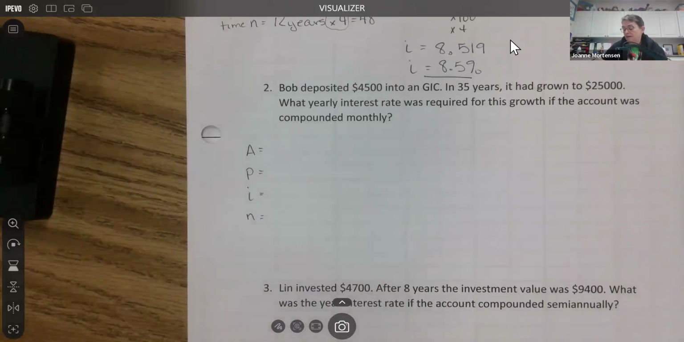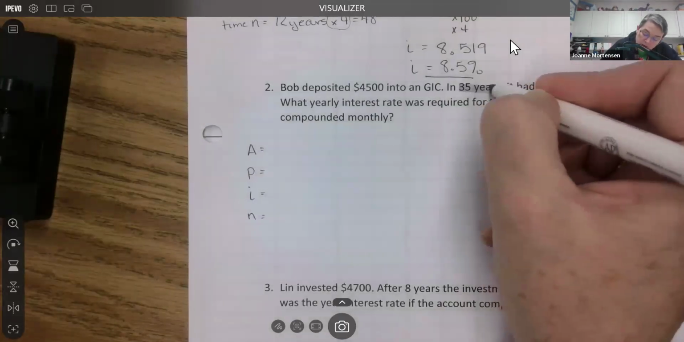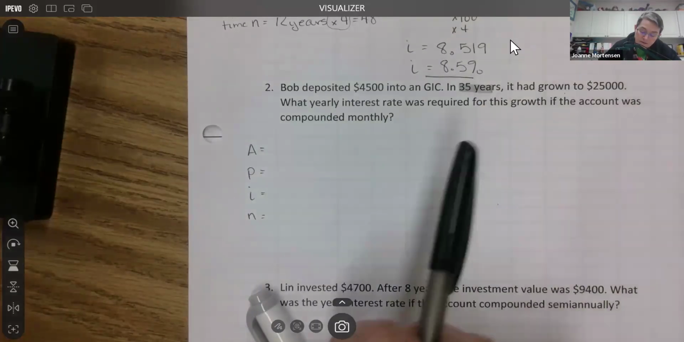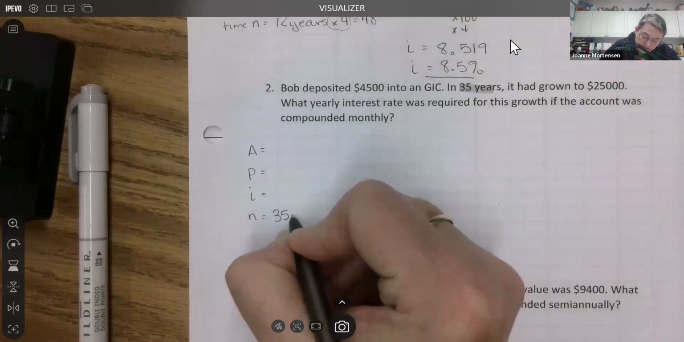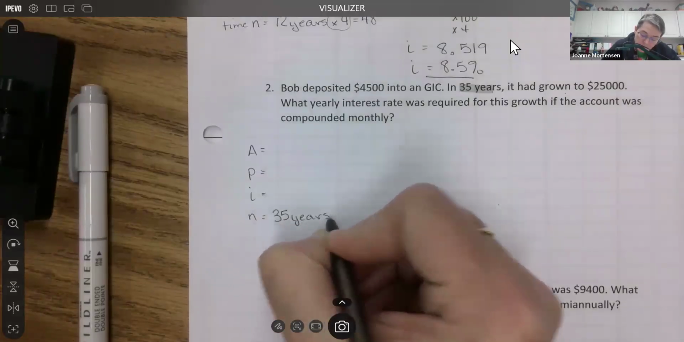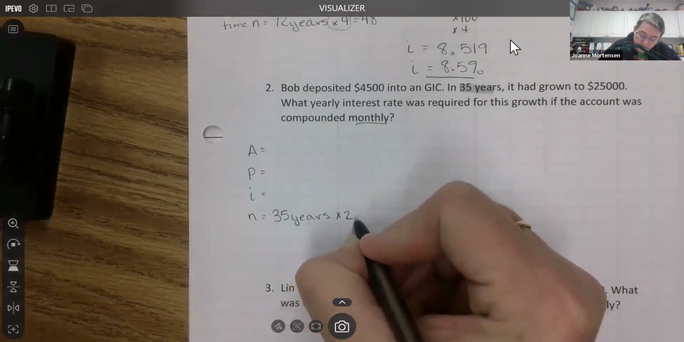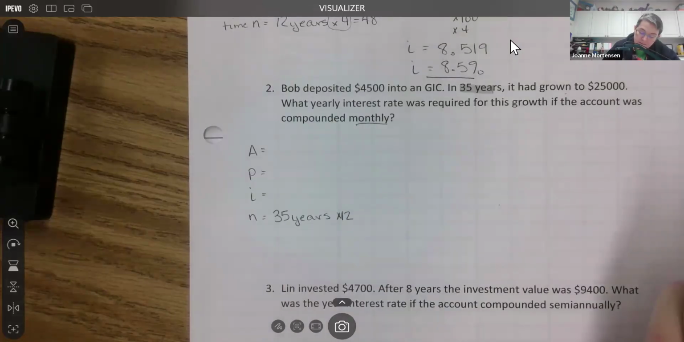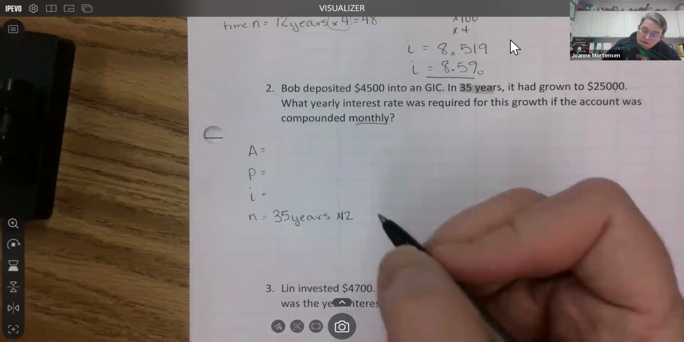I get a different color. How about this one? Let's do this. 35 years. I know where that goes. And we're compounded monthly, so by the way, times 12. Now we have 4,500 and 25,000. So A is always the biggest one.